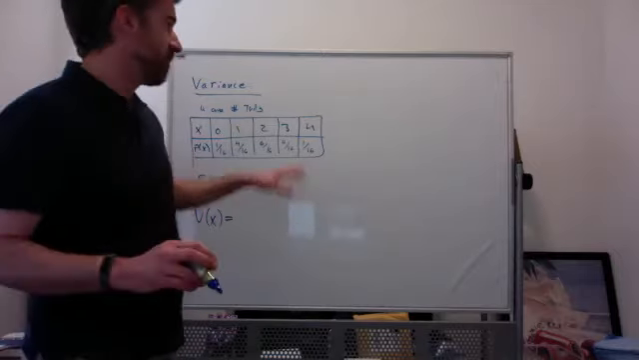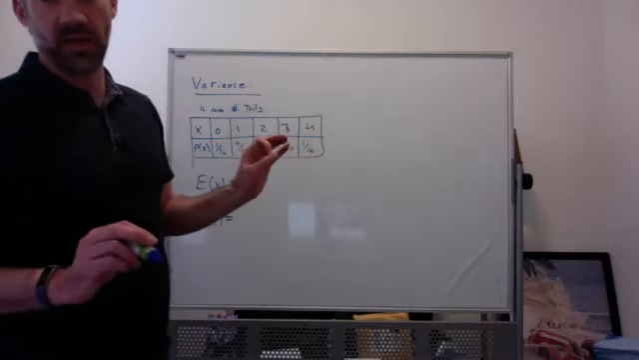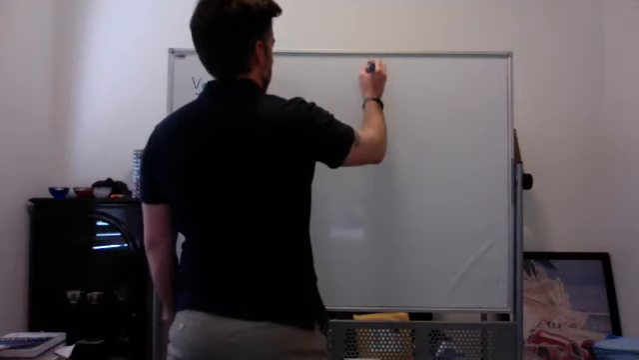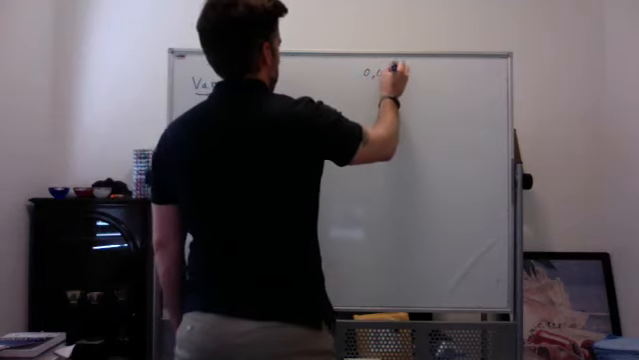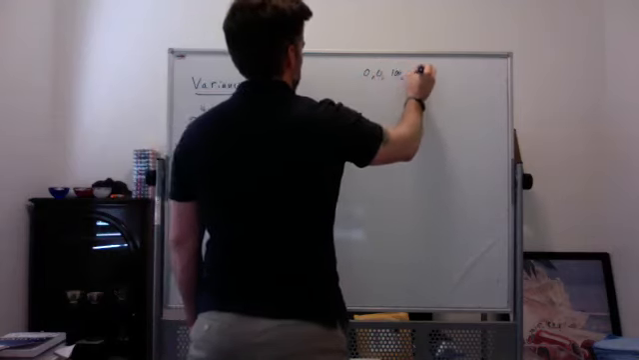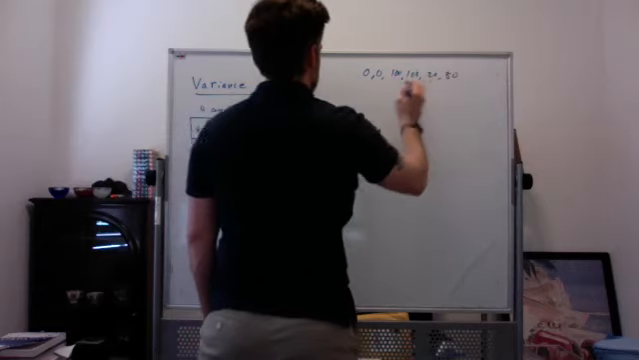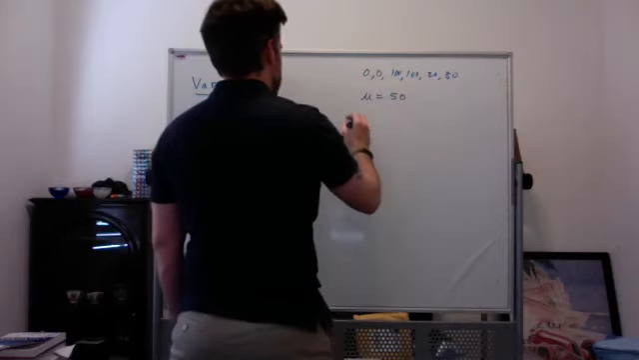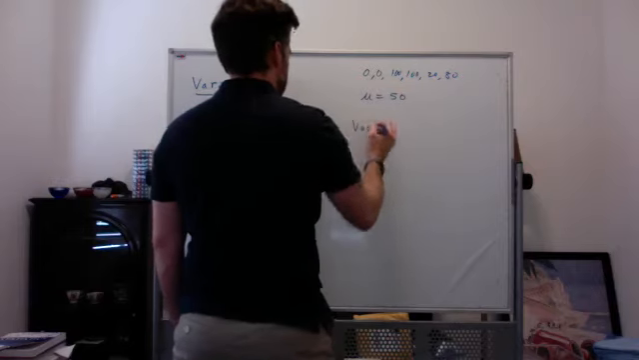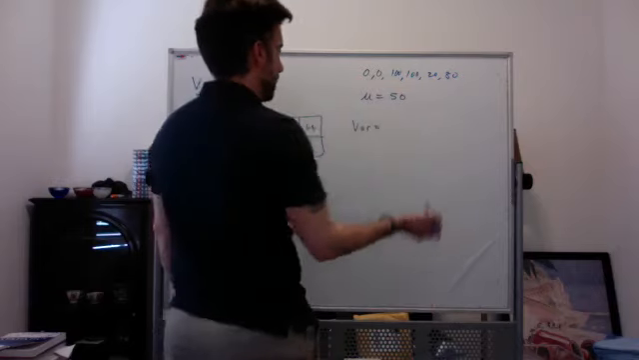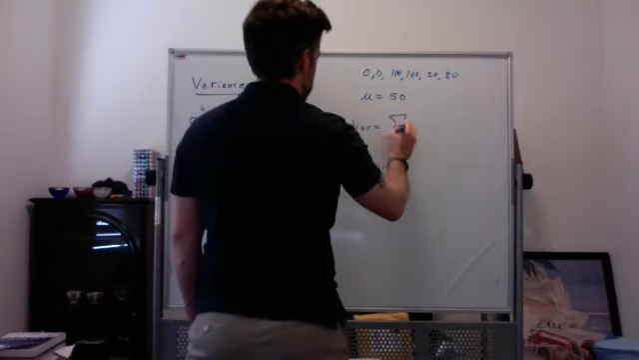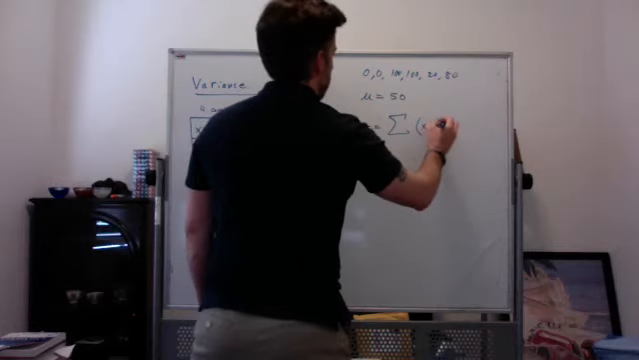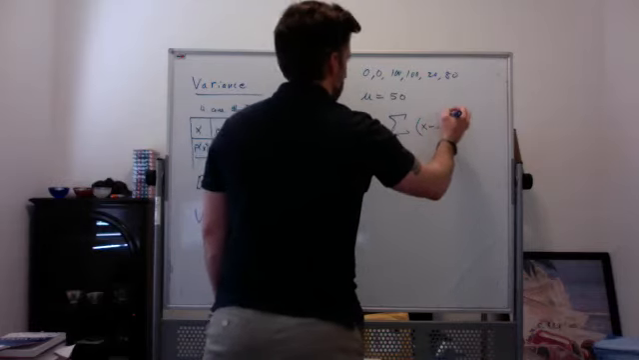Let me go back, before I do this example, to the other example, which was our test scores example. Remember for our test scores, we had 0, 0, 100, 100, 20, and 80. And we found the mean to be 50. So here's how we calculate the variance. It's the sum of the difference between your score and the mean, squared.